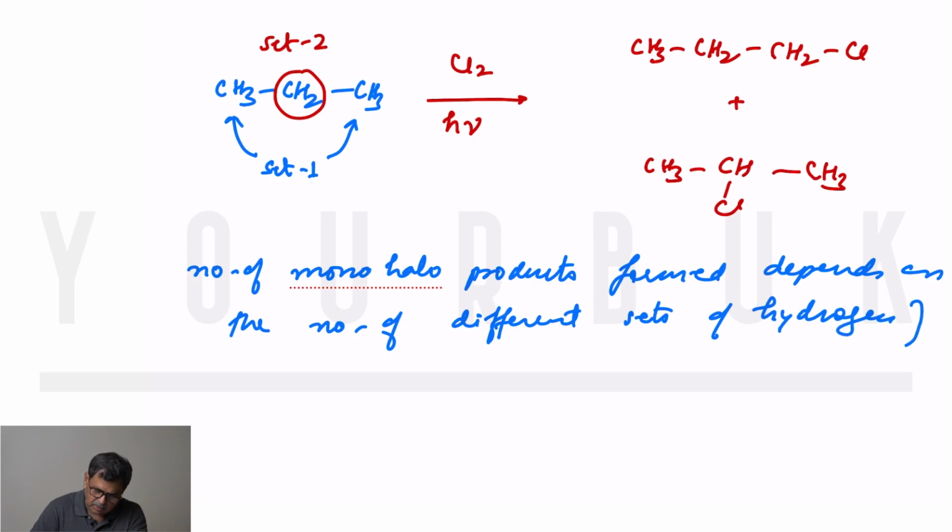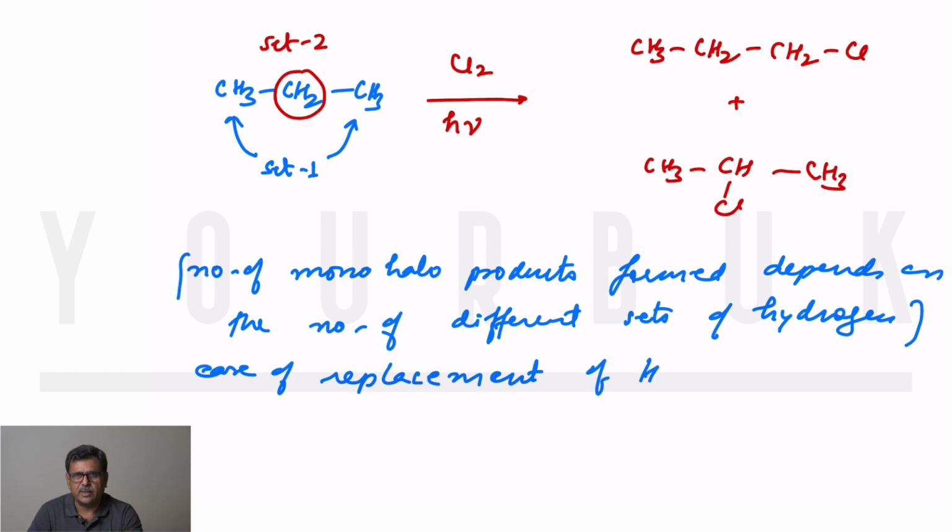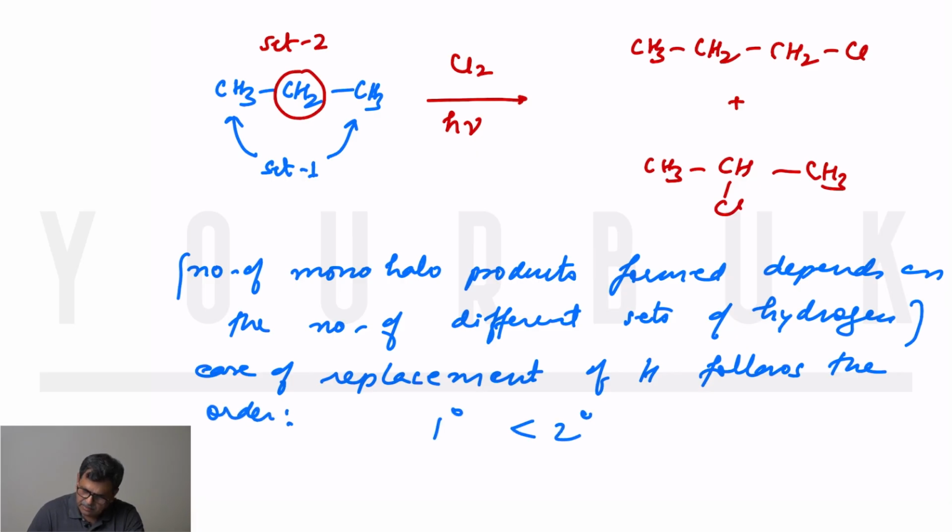Now the next question comes: how do you decide which one is the major one? Since it follows a radical mechanism, you have to look into the stability of the radicals. The more stable the radical is, the more the percentage of that product formed. So the ease of replacement of hydrogen means which hydrogen can easily be replaced. Replacing which hydrogen gives you the major product? Look at this. Ease of replacement of hydrogen follows the order 1 degree, 2 degree, 3 degree.